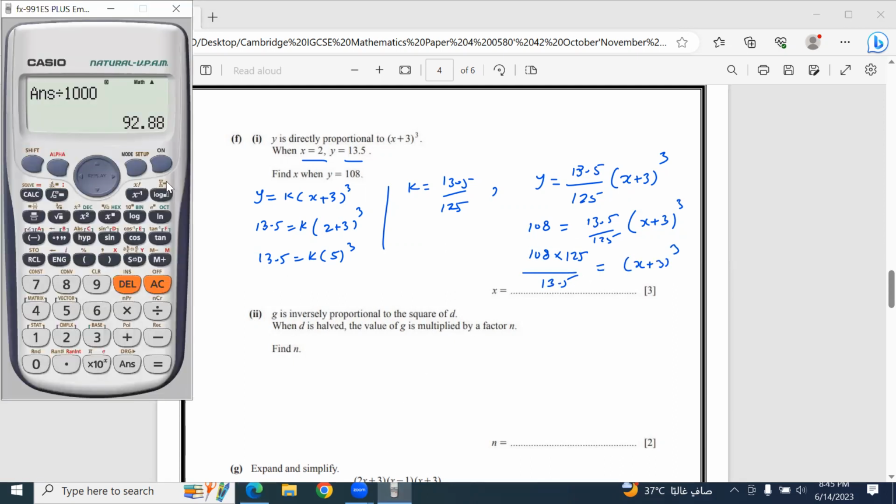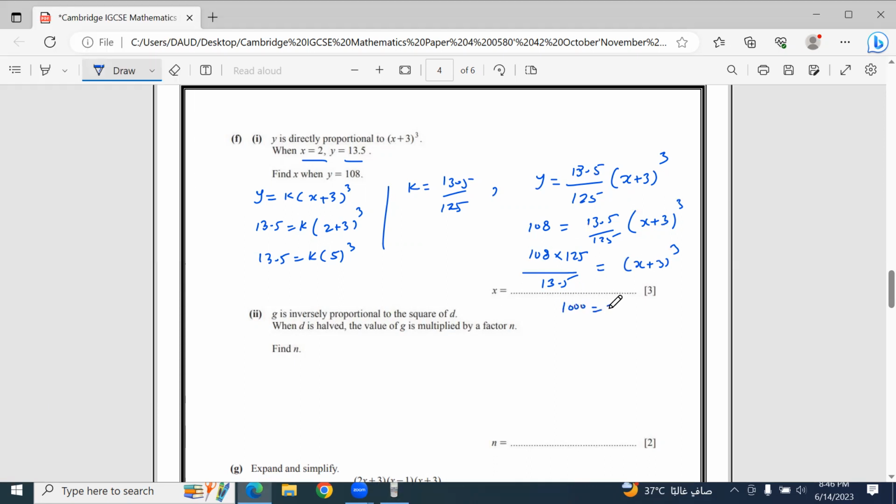We can check in the calculator. So this gives me 108 multiplied by 125 divided by 13.5. It gives me 1000. And here (x plus 3) whole cube. Remember that once you take the cube root, it gives you 10. And here you have x plus 3 equals 10, so x is equal to 10 minus 3. That means x is equal to 7. So this is your required answer of x.